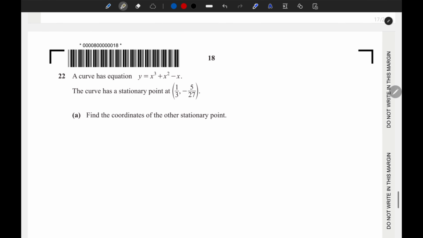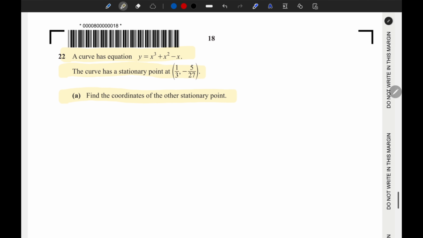Now, the curve has an equation y equals x cubed plus x squared minus x. The curve has a stationary point as this. Find the coordinates of the other stationary point. A stationary point is when dy by dx becomes 0. So you do dy by dx of this, and it will be 3x squared plus 2x minus 1 equals 0.